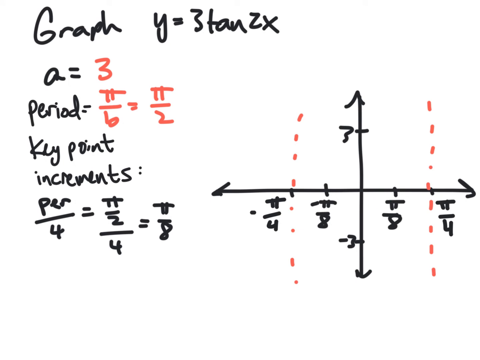All right, because it's a positive tan, it is an increasing function, so it's going to hit the origin. It'll hit pi over 8, positive 3, and negative pi over 8, negative 3. If I wanted to do another period, I would simply just keep adding pi over 8 on either side of this function.